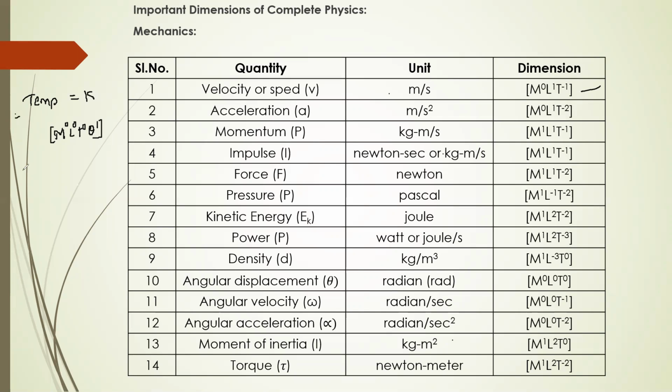Suppose if you take heat, the dimensional formula for heat we write as M L raised to 2 T raised to minus 2. Then next we write it for specific heat also. For specific heat, it is written as M raised to 0, L raised to 2, T raised to minus 2, theta raised to minus 1. This is for specific heat.